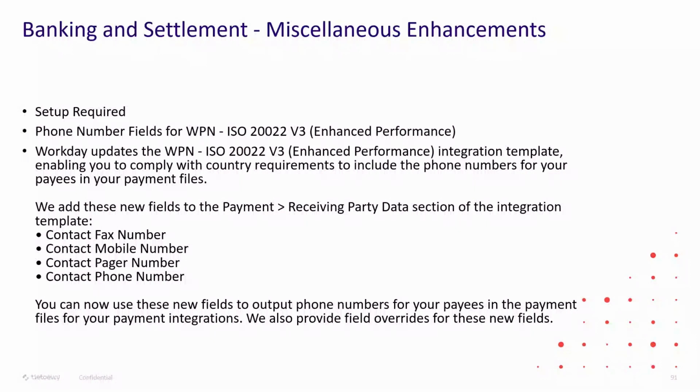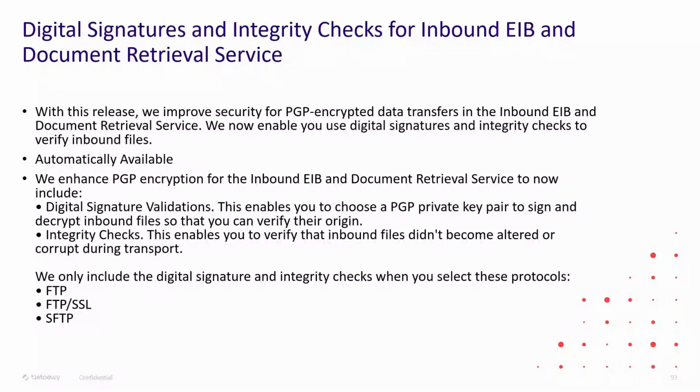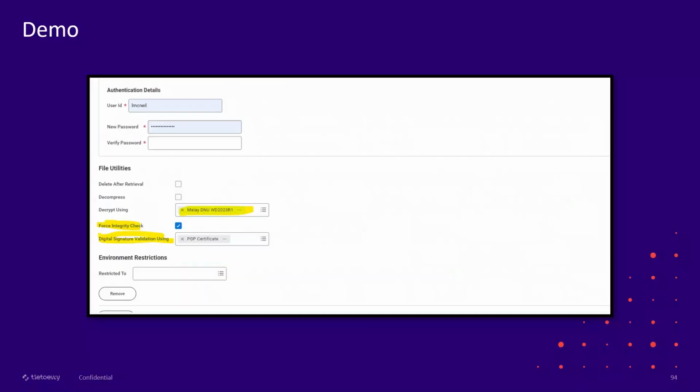We will come to the next feature, and that is digital signature and integrity checks for inbound EIB and document retrieval services. So with this release, Workday enhanced PGP encrypted data transfers in inbound EIB and document retrieval services. I will quickly show you how it is done because it might take some time. So I have taken one screenshot.